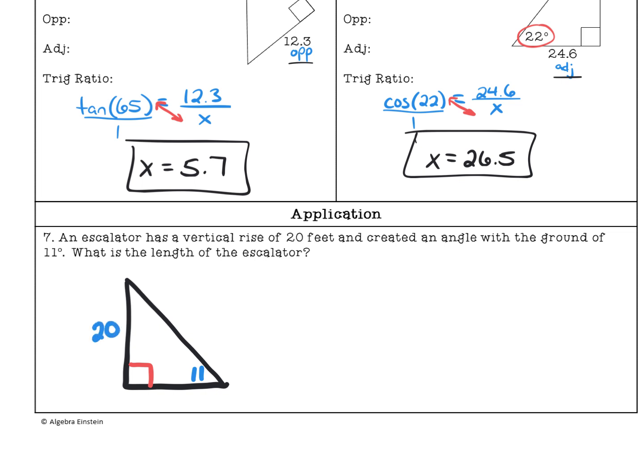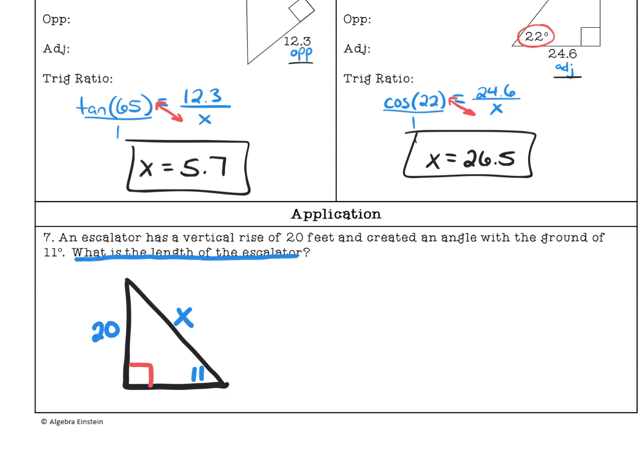And then what am I looking for? Careful. What am I looking for? Right, the escalator is our hypotenuse. This adjacent leg here, that's the ground. So we're supposed to picture the right triangle as an escalator? Yep. So now this is set up where we can use SOHCAHTOA, right?